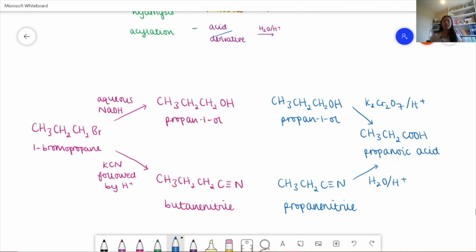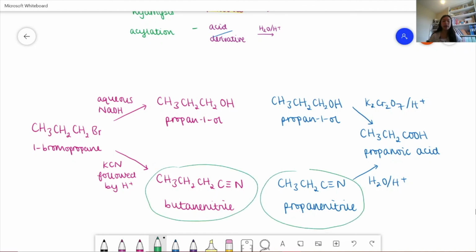So now we can eliminate one of these methods, and it's because here we have butanenitrile, but here we have propanenitrile, so they're not the same, and so we can't go through this method to get from 1-bromopropane to propanoic acid, and so we have to use propan-1-ol as the intermediate. So we've now found our reaction scheme.